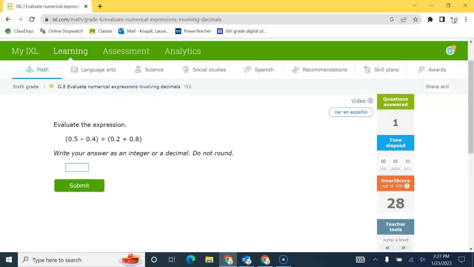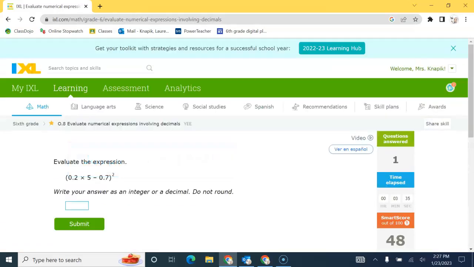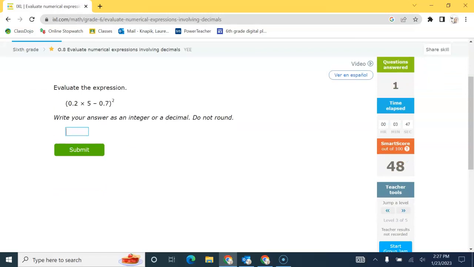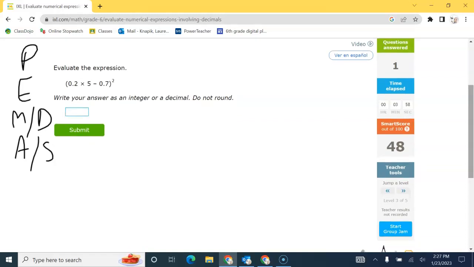I'm going to jump up a couple levels because I want you to get to an 80 on this. Here, let's go with this expression. So we have 0.2 times 5 minus 0.7, squared. Okay, so here we go. First thing you do is write out PEMDAS. Second thing you do is rewrite out your expression. This one's going to be a little longer. All right, so we have 0.2 times 5 minus 0.7, squared.